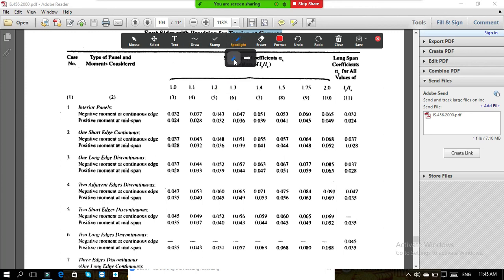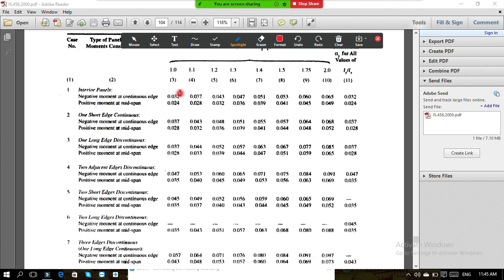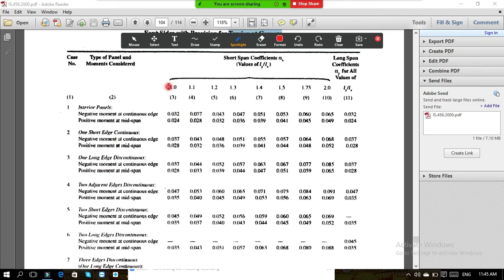Okay, so here are some types of the panel, some conditions are given, 9 conditions are given. And here you see the column, this is the ratio of Ly by Lx. These are the ratios Ly by Lx. Okay, these 9 conditions are given.